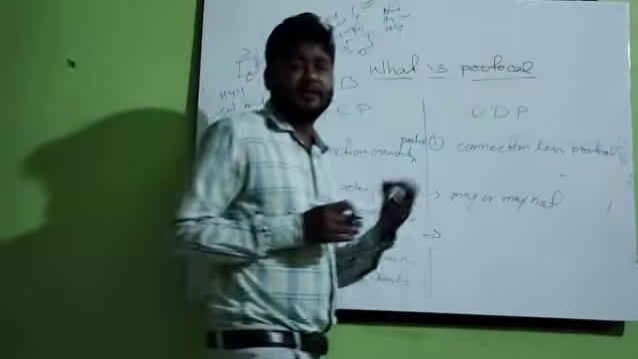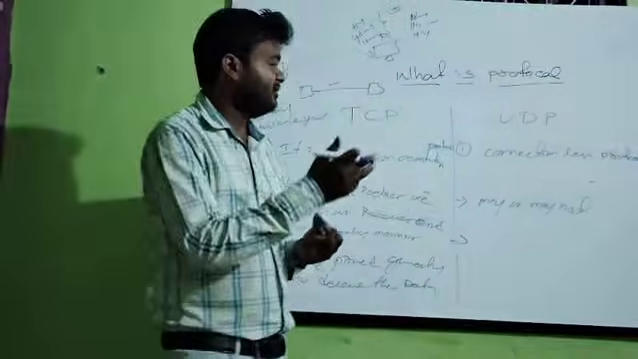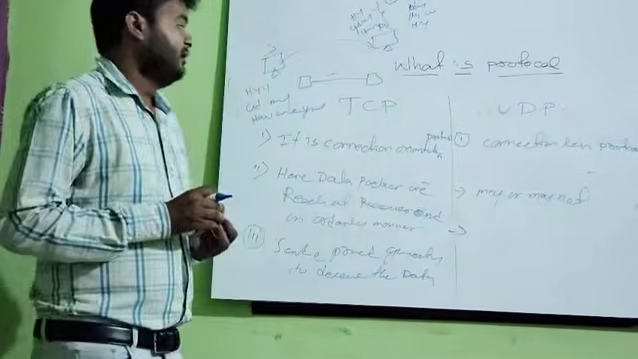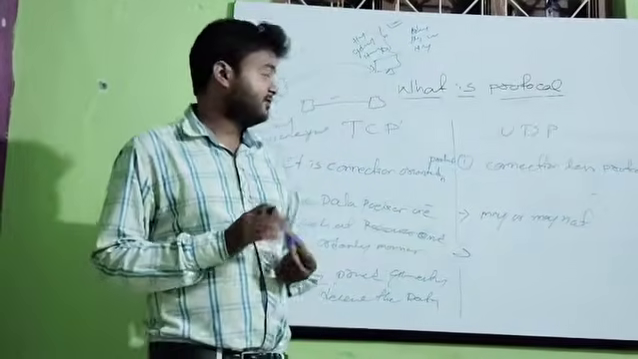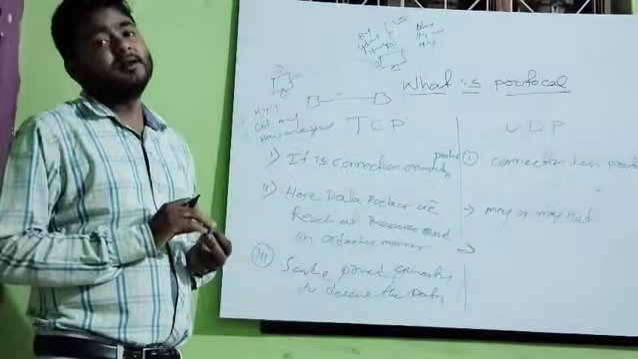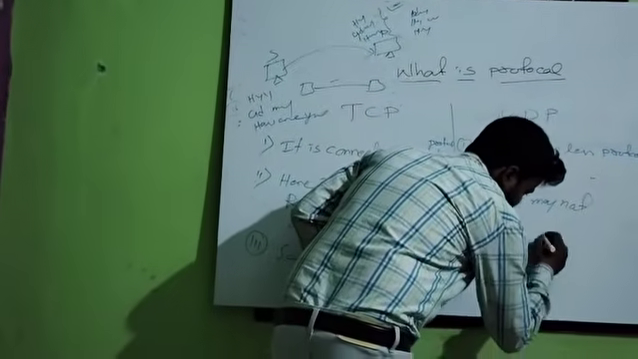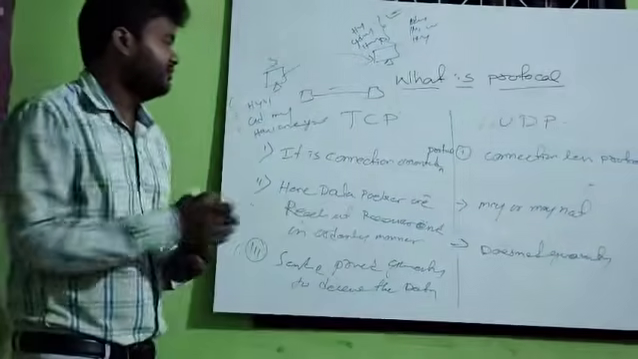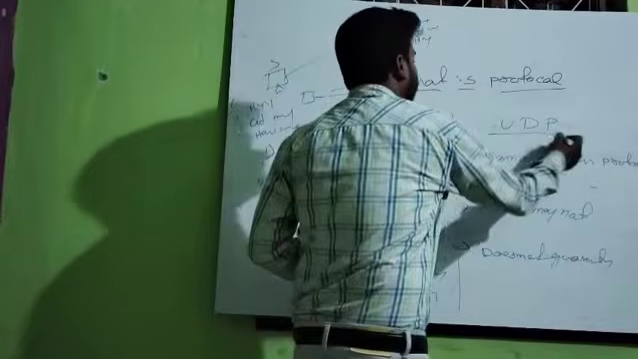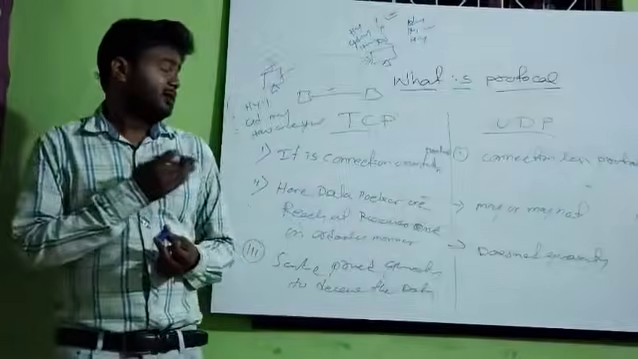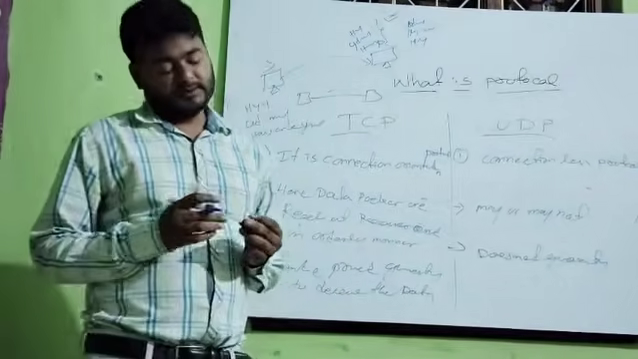But in UDP no physical path is there, so the data may or may not reach the receiver end. Sometimes our data packets may be lost because of some network problem or issue. Here the sender does not guarantee to deliver the data. This is all about the difference between TCP and UDP, and this is the main concept of protocol and the difference between TCP and UDP.